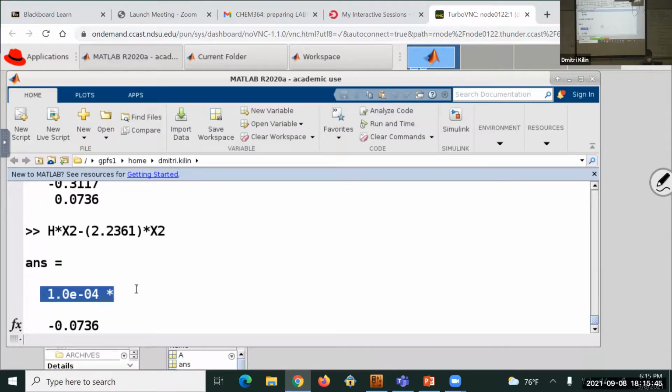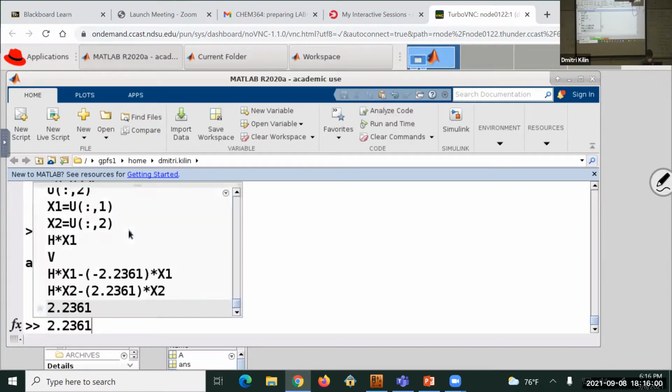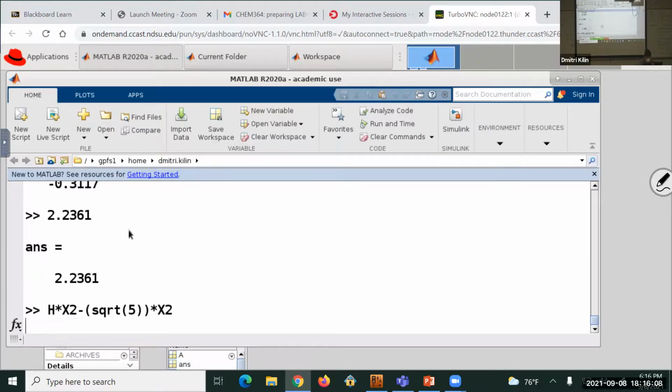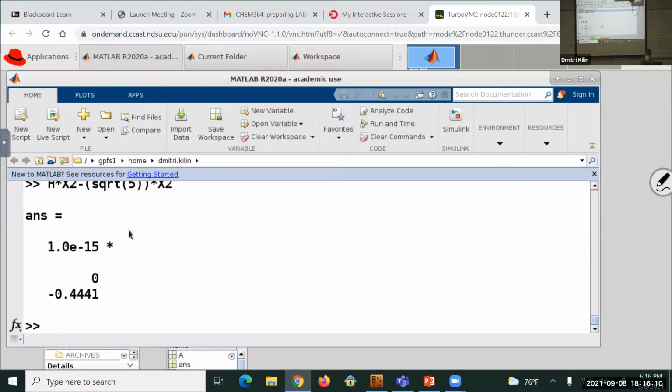Why is the answer not ideal? Probably because the actual square root of 5 is not 5 significant figures, but much more. Maybe explore it. Yes, you see, it shows 10 to the minus 15. So it's definitely correct.